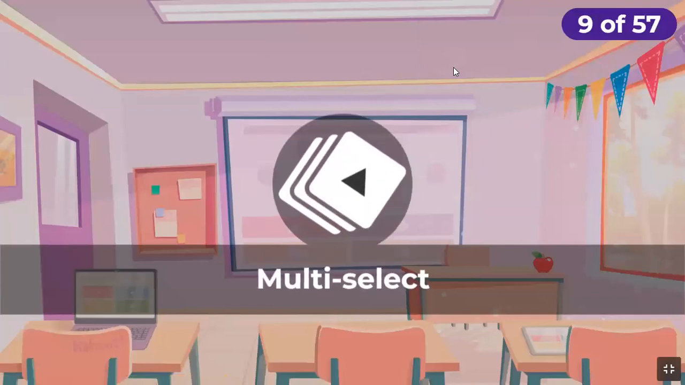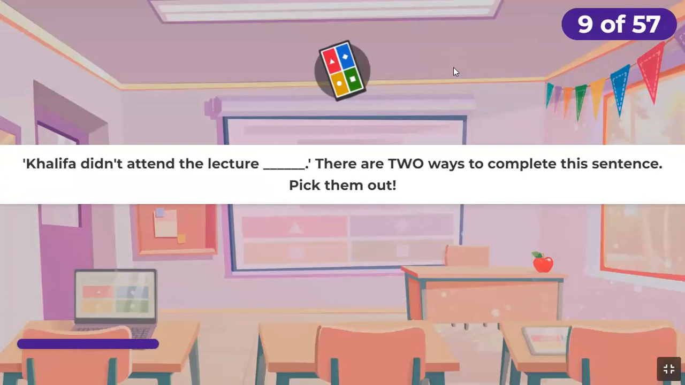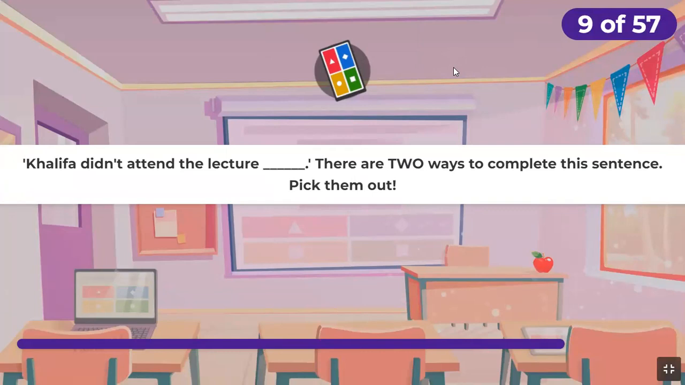You mean a fragment, not complete? Yeah, it's an incomplete sentence. Okay.